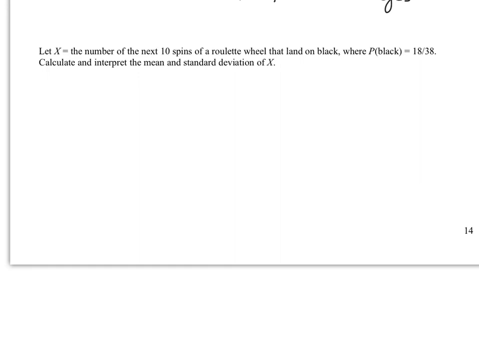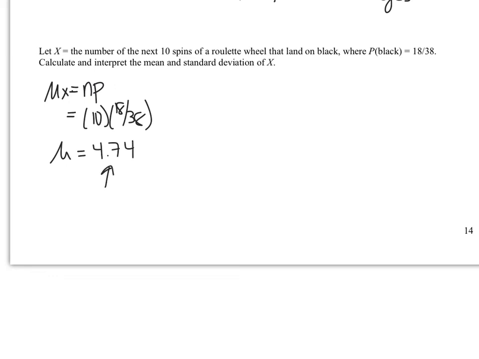Let x equal the number of the next 10 spins of a roulette wheel that land on black, where the probability of black is 18 over 38. Calculate and interpret the mean and standard deviation. If I'm finding the mean, it's going to be n times p, always show a formula. n in this case is 10, p is 18 out of 38. So our mean is going to be about 4.74. Interpreting, that's going to be the expected number of spins on a black tile out of 10 spins.